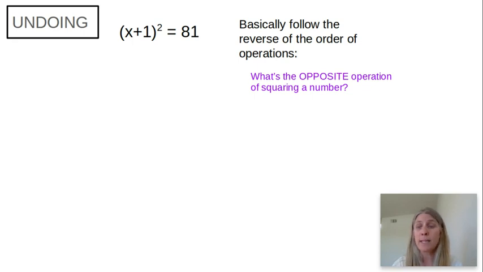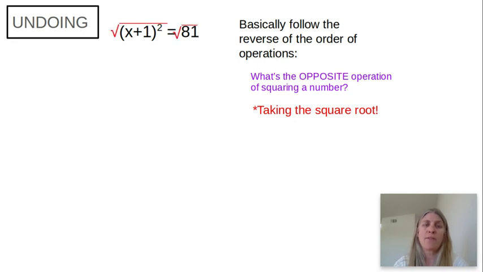Now whatever we do to one side of the equation, we do to the other. So we're going to go ahead and take the square root of both sides of our equation. We have our square and our square root, which undo each other, so all we have left on that side is x plus 1. And then we have the square root of 81, which is plus or minus 9, because 9 times 9 is 81, but negative 9 times negative 9 is also 81.